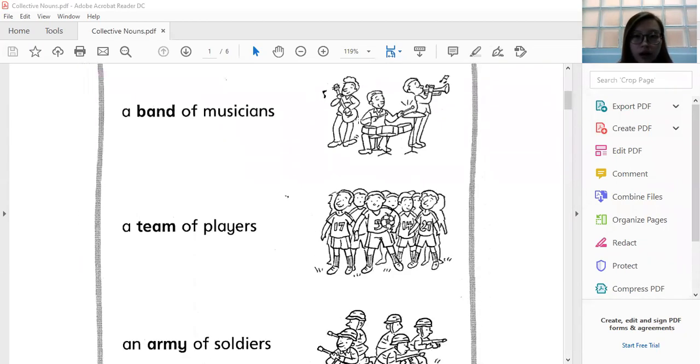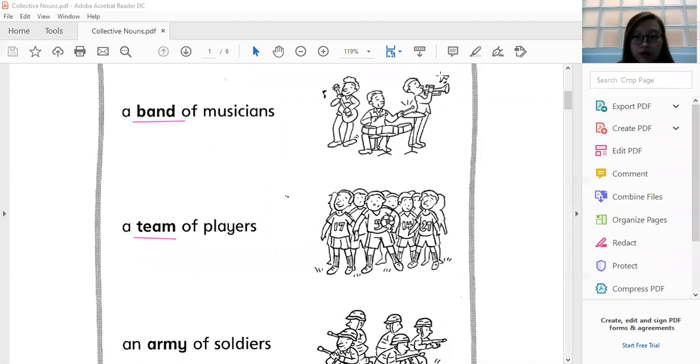First one, we have musicians. If you have one musician, we can say this is one person. But if you have more than one, we don't have to say three musicians or three people. We can just say a band of musicians. A band is used to describe more than one musician. Then if you have more than one player, let's say soccer players or basketball players, we can just use a team of players.